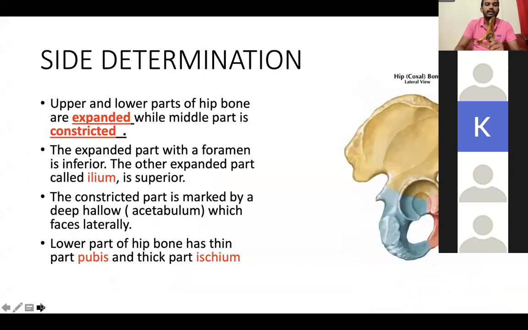Yes, sir. Now, as I said, the first step is identification. So whenever you see this bone, everybody should be able to identify that this is a hip bone. Is everybody clear with this part?